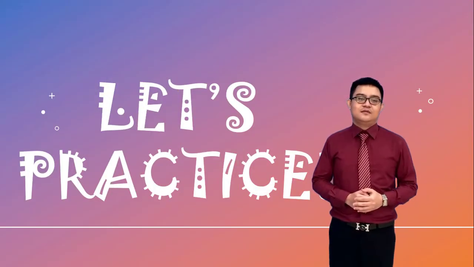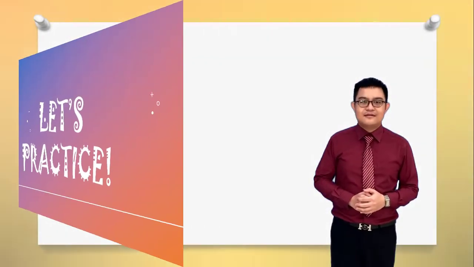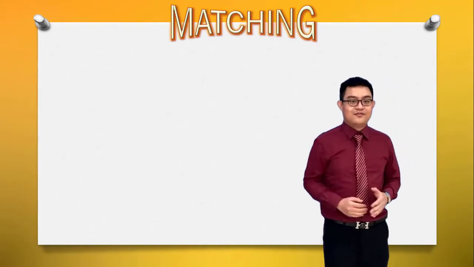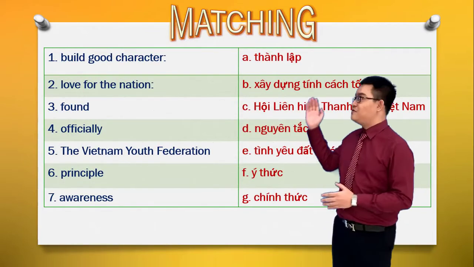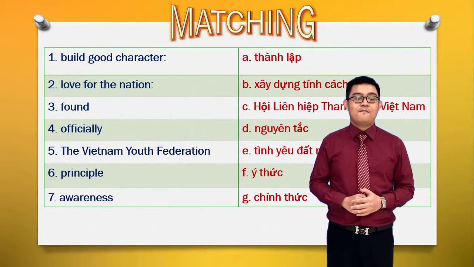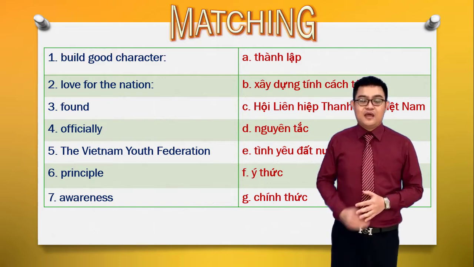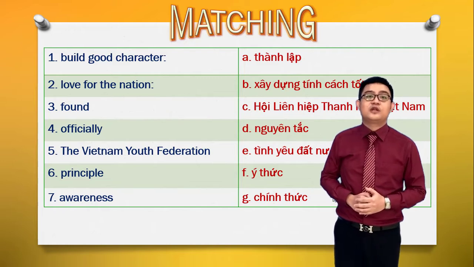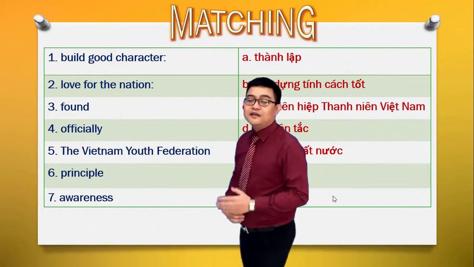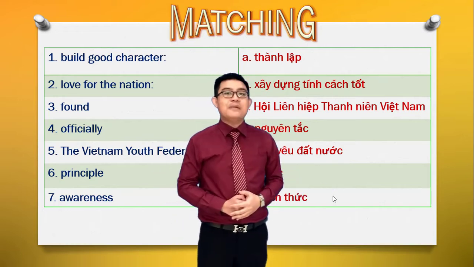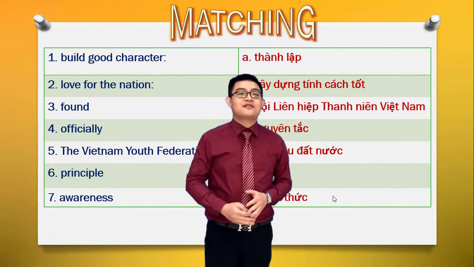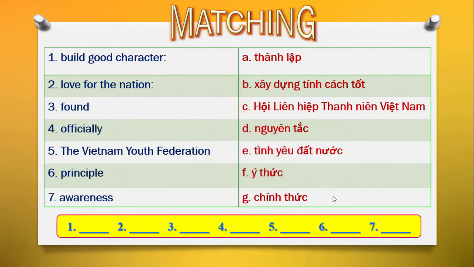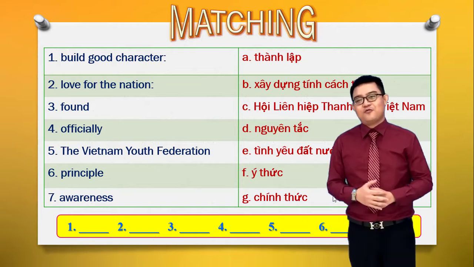Let's do some practice exercises to check your understanding of the reading. Now let's start. Can you see the screen? We have some matching exercises. In the left column, there are some vocabulary words that you have just learned. And in the right column, there are some meanings of the words. Let's do the matching. Now, let's check with me.